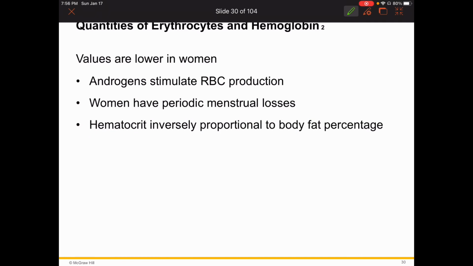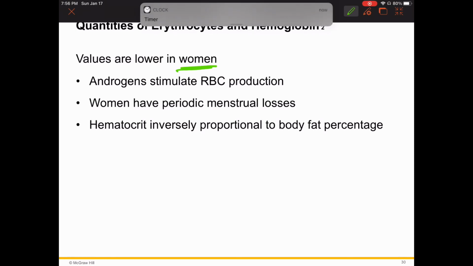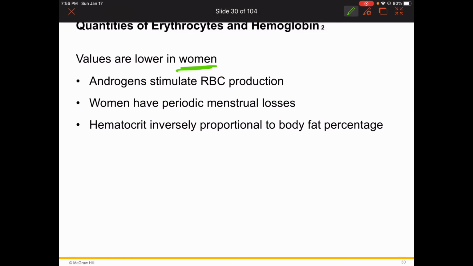So the values in most of the studies were lower in women. Just to give you some perspective to think about, it depends on the health of the men and the women being tested. It depends on what their bodies are recovering from or maybe preparing for. So just keep that in mind. Patients are individuals. Okay.